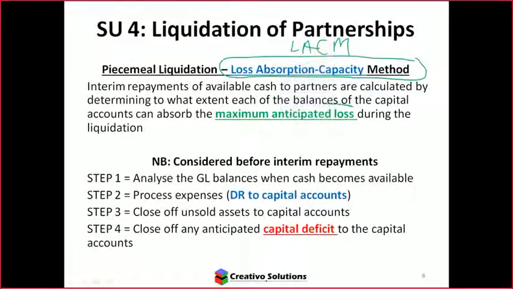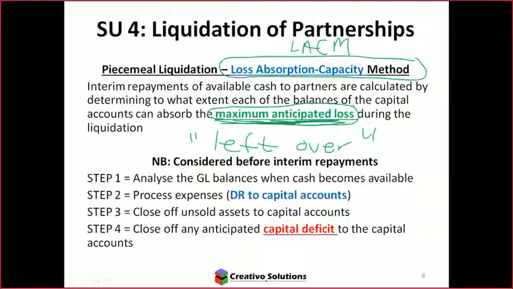And it's quite easy to understand because we're looking at the maximum anticipated loss. With a maximum anticipated loss, you're looking at if the company had to close its doors today, how much is still left over and who would actually get what's left over? So when doing a loss absorption capacity method question, the focus here is what's left over after a maximum anticipated loss.